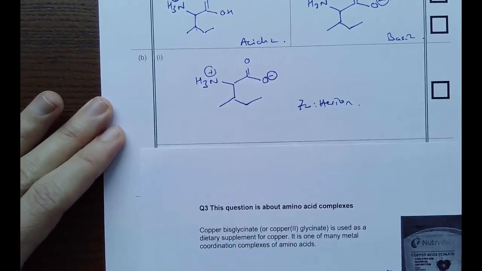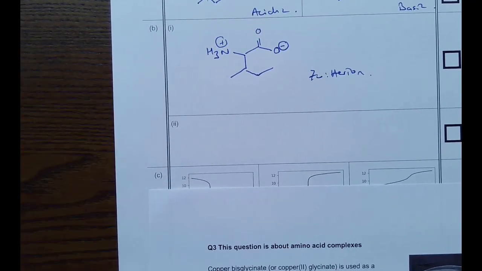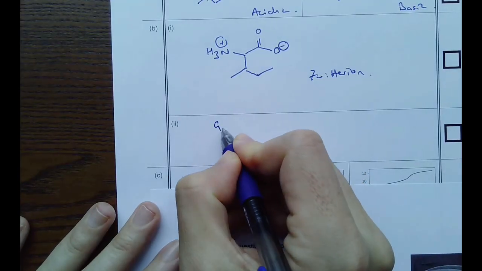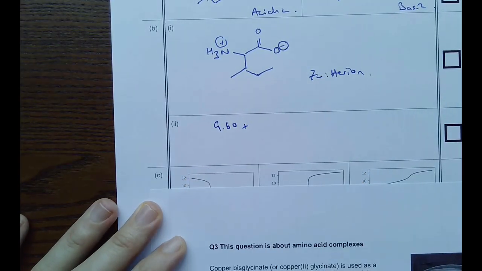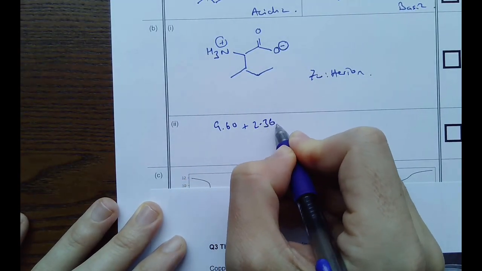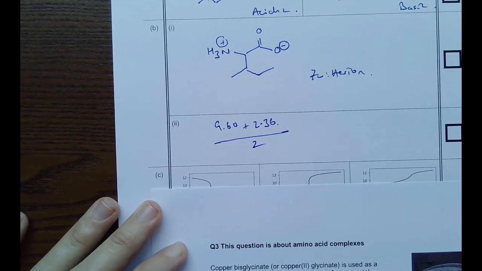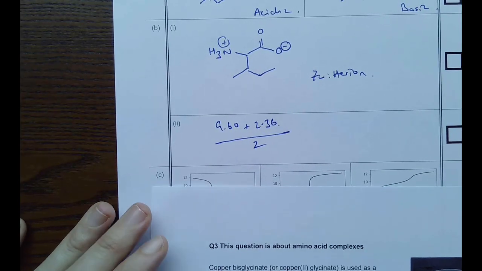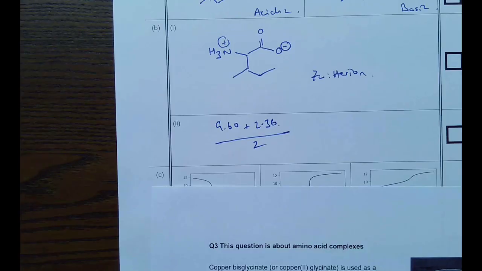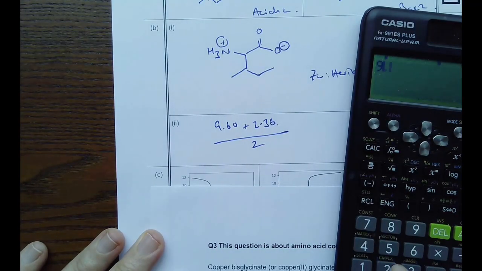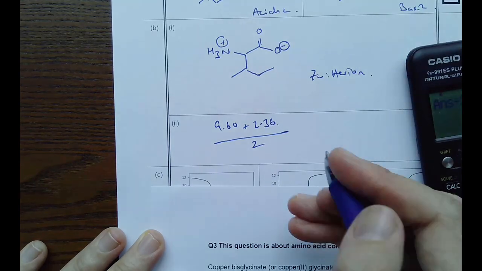So maybe the isoelectric point is just like the average of those two, and that's as much as I can. I know it's not really a great explanation. This is one of those things where if you know it, you know it. If you don't know it, you can sort of guess, but there's no real robust way to work it out. So if I do 9.6 plus 2.36 divided by 2, it's going to be 5.98.